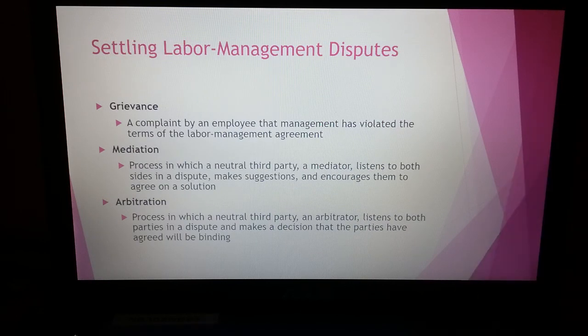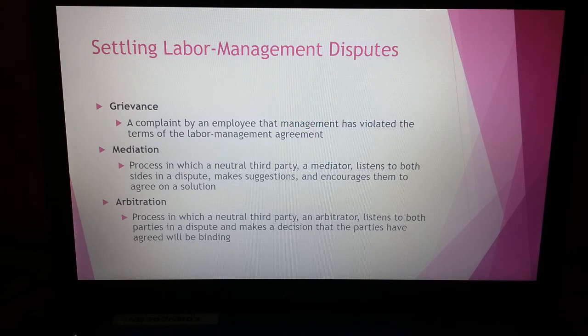Okay, and then finally, how do you settle labor management disputes? There are grievances, so someone complains about something. They feel like the terms of the contract have been violated. Then there's mediation. Hopefully that will work. And if that doesn't work, the people go to arbitration. Mediation is that a neutral third party listens to both sides and makes suggestions on how to come up with a solution. Arbitration usually makes a binding decision, and there are professional arbitrators who are usually practicing attorneys or retired judges.